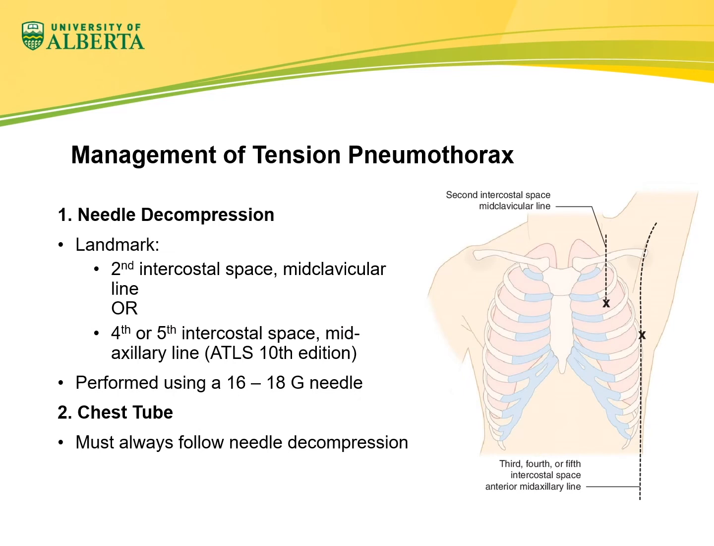Needle decompression is performed using a 16 to 18 gauge needle. The landmark is either the second intercostal space mid-clavicular line or the fourth or fifth intercostal space mid-axillary line as recommended by the new ATLS guidelines. Either landmark is acceptable. Needle decompression must always be followed by chest tube insertion.